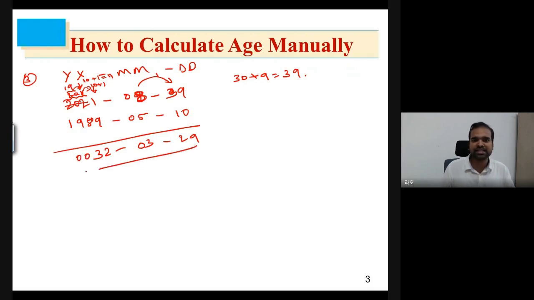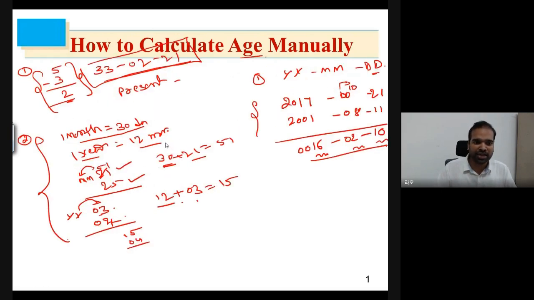Now this person's age is what? 32 years, 3 months and 29 days. I hope you understood how to calculate age manually. So in order to calculate, as I told you, you need to understand two things: higher value minus lower value. This is very important. Then when you take months to days, 1 month equals 30 days. When you take year to months, 1 year equals 12 months.